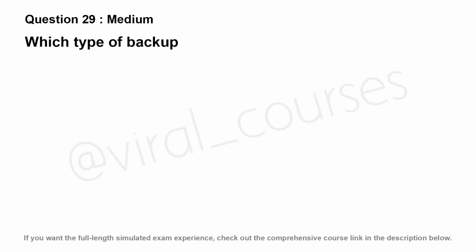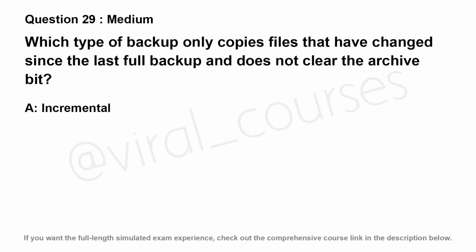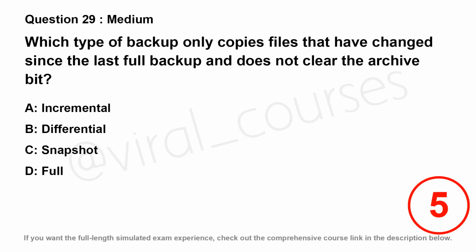Which type of backup only copies files that have changed since the last full backup and does not clear the archive bit? Option A, incremental. Option B, differential. Option C, snapshot. Option D, full.